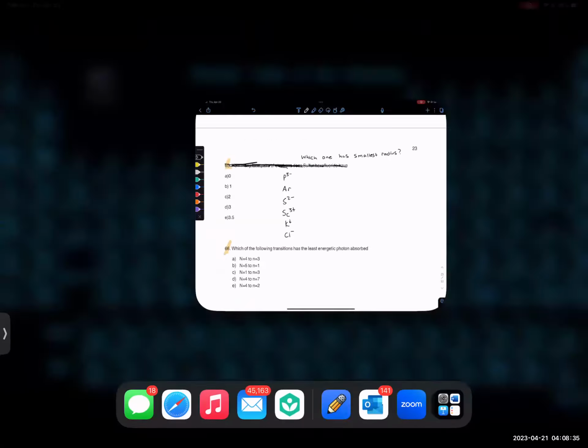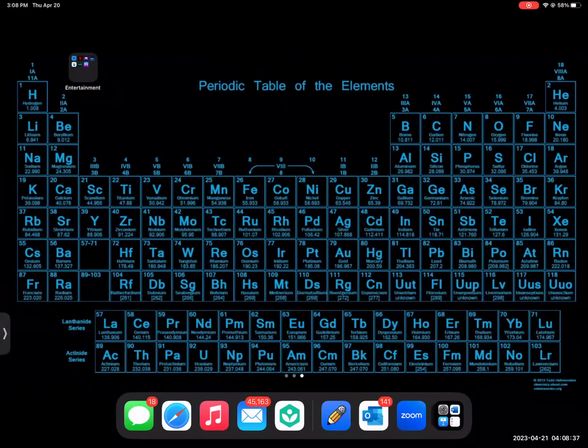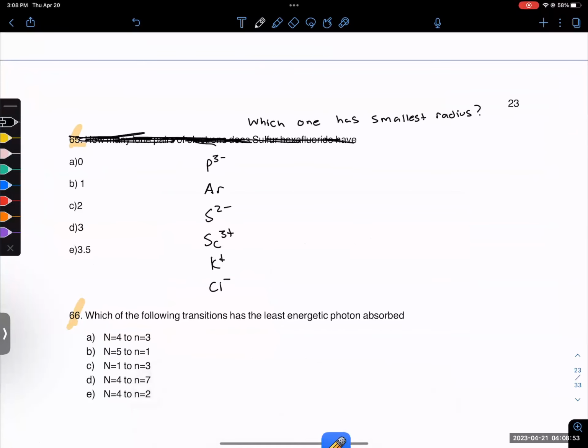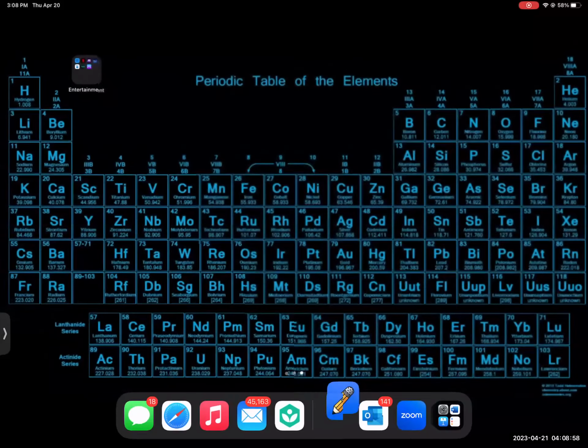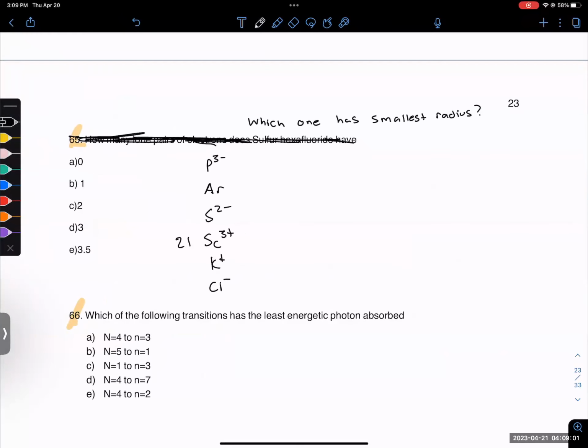If we look at the atomic number of any atom or element on the periodic table, it tells us how many electrons, but more specifically, the atomic number tells us the number of protons in the nucleus, right? So scandium has 21. That means potassium would have 19. And then we have 20 or 18 here. And 17, 16, and 15.